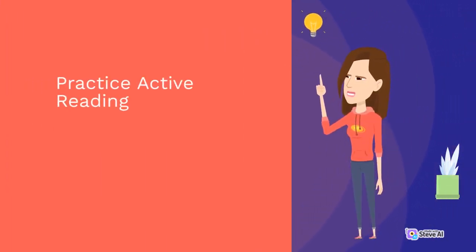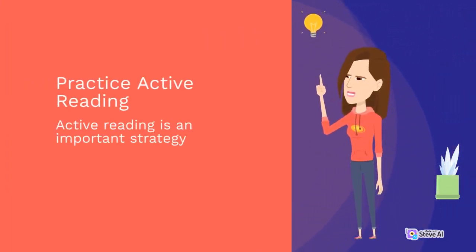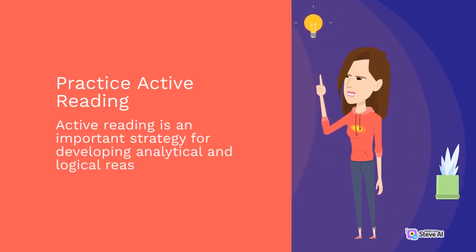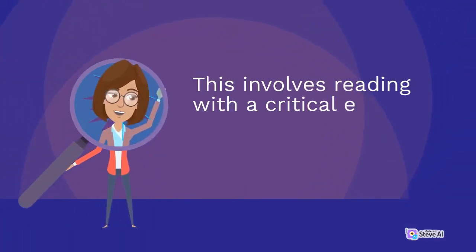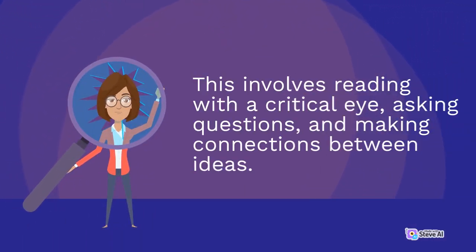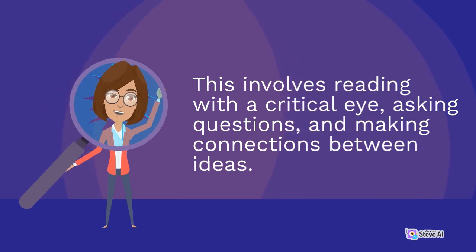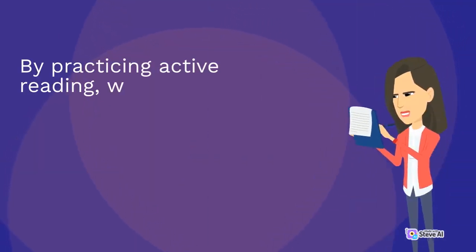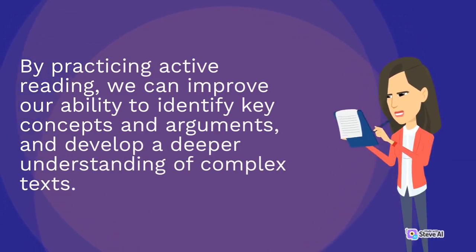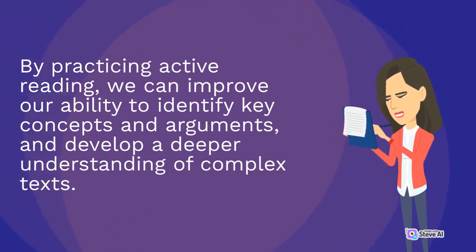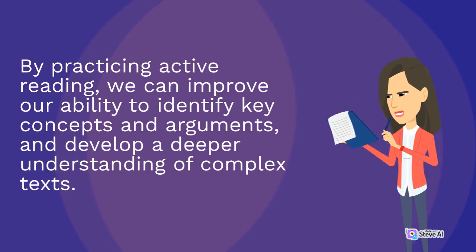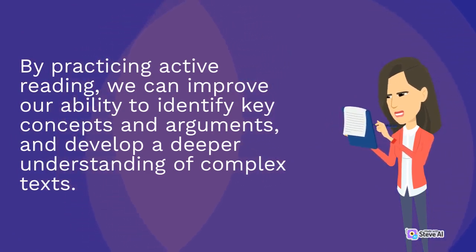Practice active reading. Active reading is an important strategy for developing analytical and logical reasoning skills. This involves reading with a critical eye, asking questions, and making connections between ideas. By practicing active reading, we can improve our ability to identify key concepts and arguments, and develop a deeper understanding of complex texts.